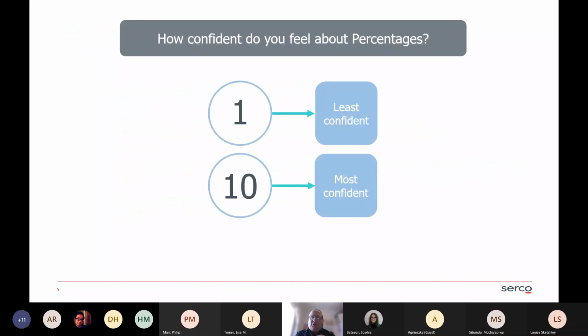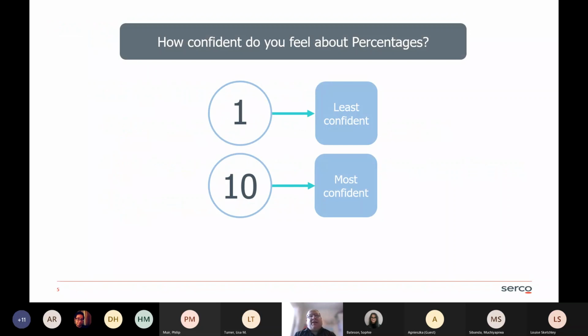So I'm going to ask you two questions, and if you share your answers in the chat. First of all, how confident do you feel about percentages generally? So not talking about reverse percentages. Generally, if you had to work out a percentage of something, say you need 20% of a group of something, would you be able to work that out? How confident do you feel? 1 being not confident, 10 being the most confident. Just put your answer in the chat if you're happy to share how you feel.